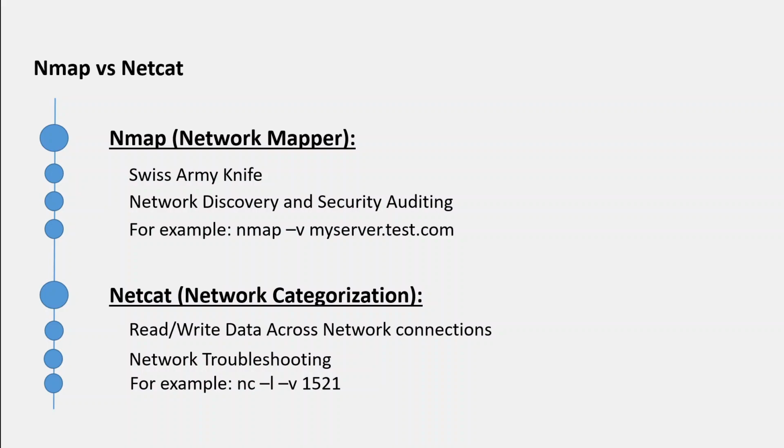this machine or not. So nc is for netcat, and then -l is to listen, and -v is for the detailed output of this command. When we run this command on any server, we can see what incoming connections are being accepted or denied on this machine on port 1521.